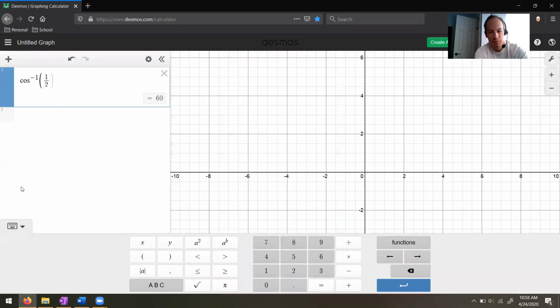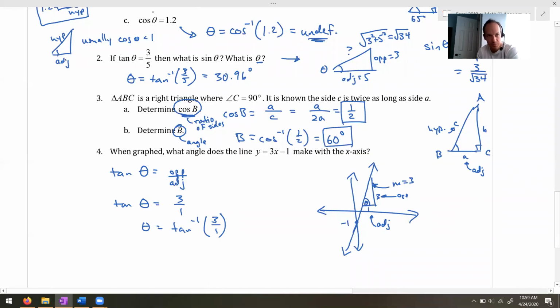So when we go back here and we enter this all in, we go inverse tan of 3, and we get an angle of 71.57 degrees.